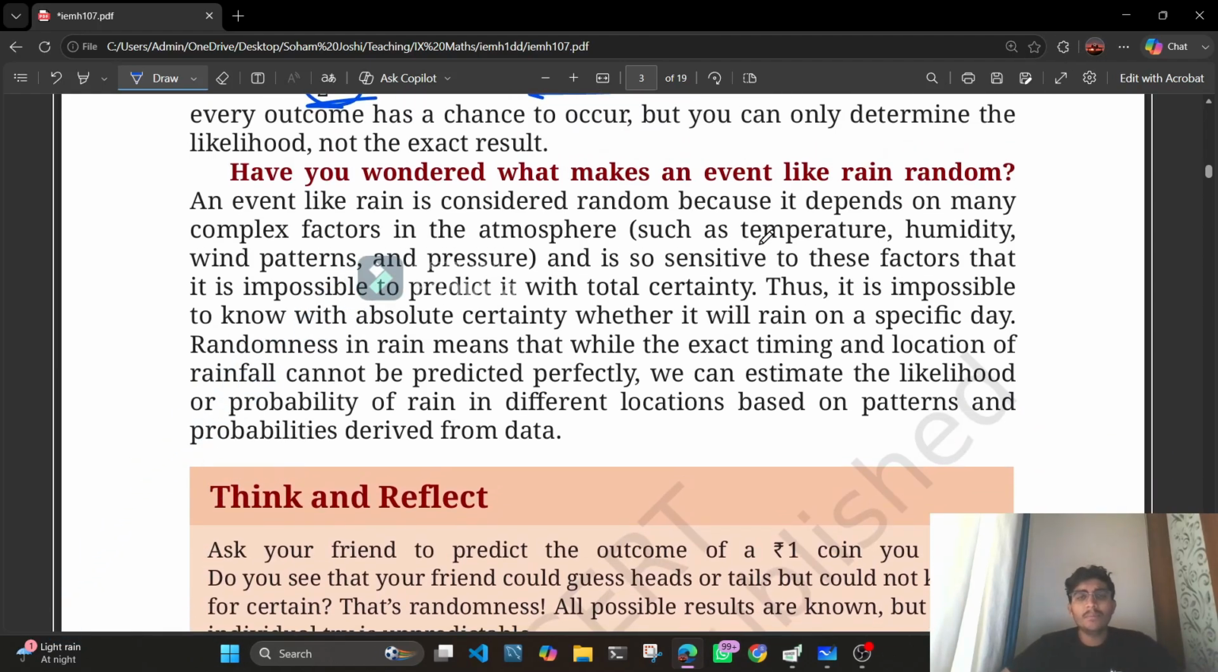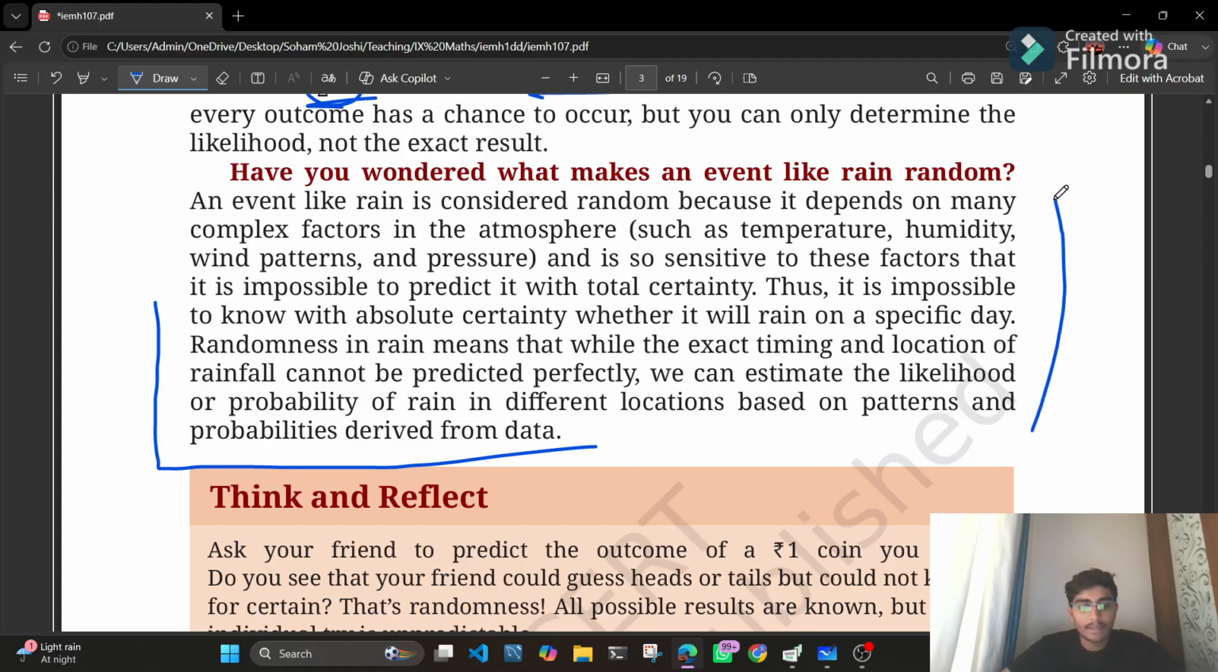Okay. Next up, we have used the example of rain many times, but for rain we cannot predict whether it is going to rain or not, because it depends on many factors such as temperature, humidity, wind patterns, and pressure. So for us, this is very tough, and let the weather forecast department take care of that matter.